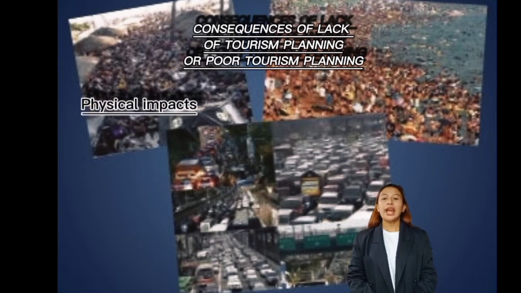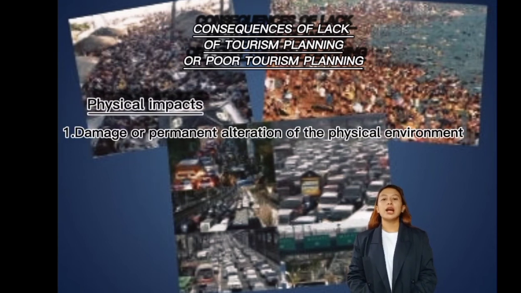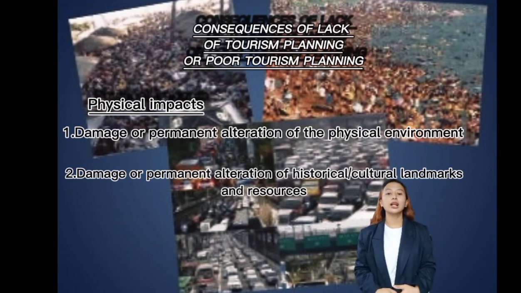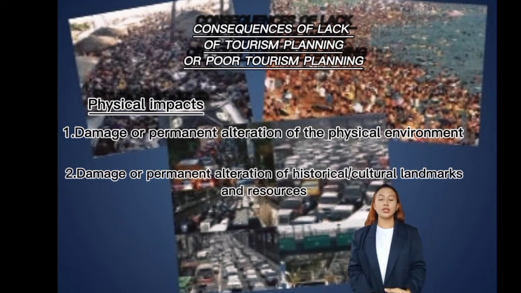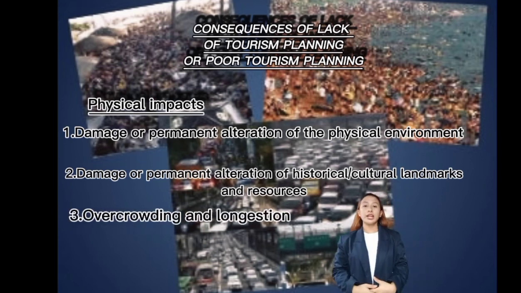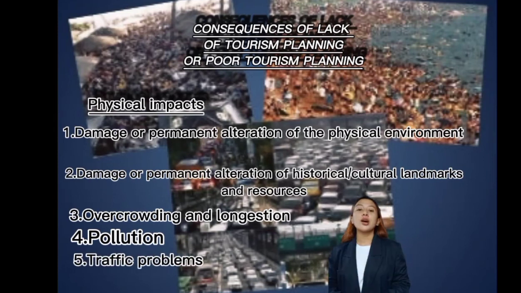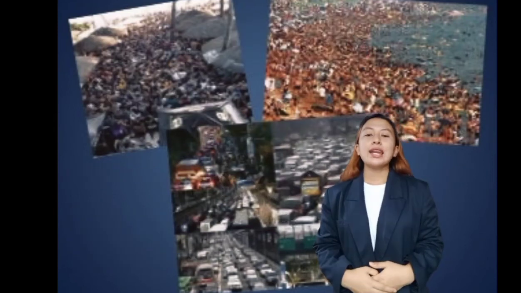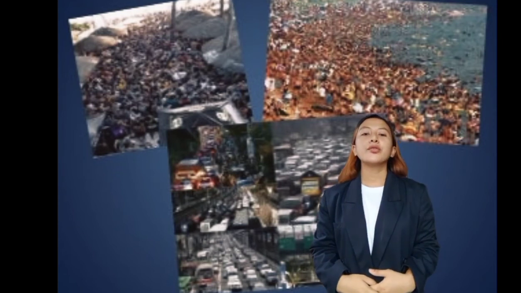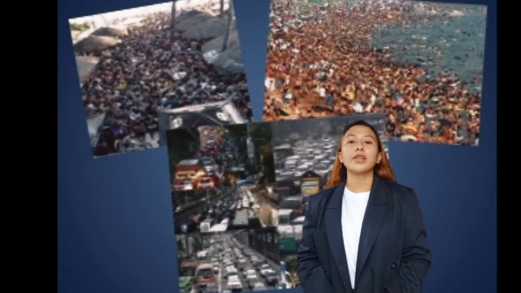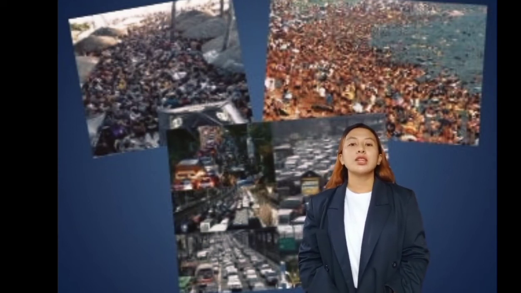Physical impact. First, damage or permanent alteration of the physical environment. Second, damage or permanent alteration of historical and cultural landmarks and resources. Third, overcrowding and congestion. Fourth, pollution. Fifth, traffic problems. Poor tourism planning can contribute to environmental pollution. Tourists will just throw their garbage anywhere, and if the garbage is not stored properly, the surroundings will be polluted and the environment will be damaged.